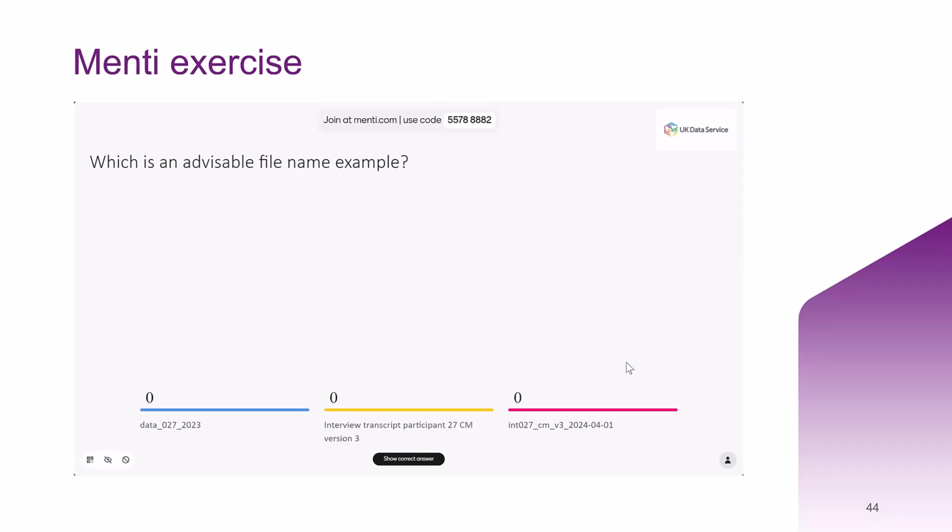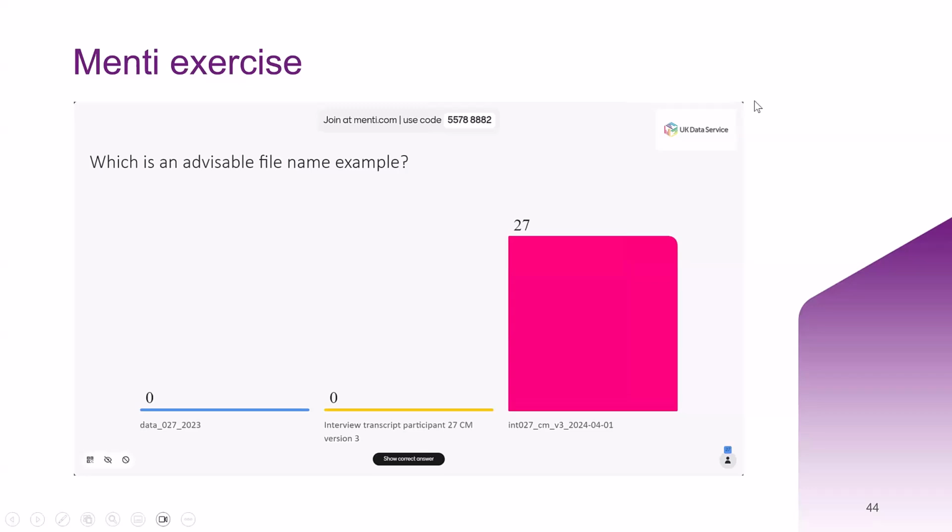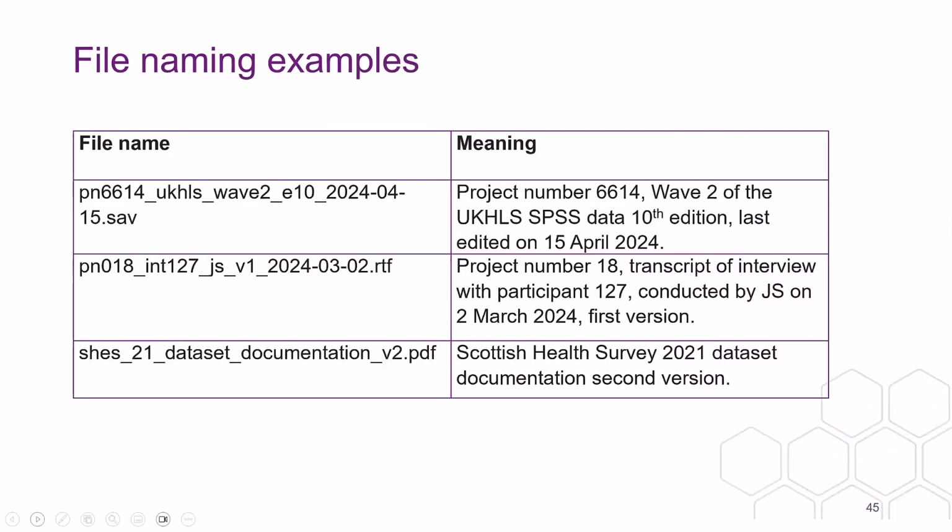I do hope that the brief strategy provided here does provide a brief overview of what we should be including in our file name. Oh, look, this one, that's fantastic. That is the correct one. It's an interview, participant 27. I've conducted the interview. It's version 3 and it's been done in 2024, 1st of April. That's fantastic. That was an easy question, from 3 questions to easy questions.